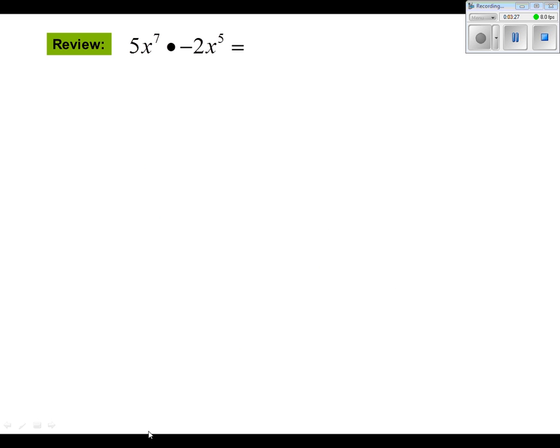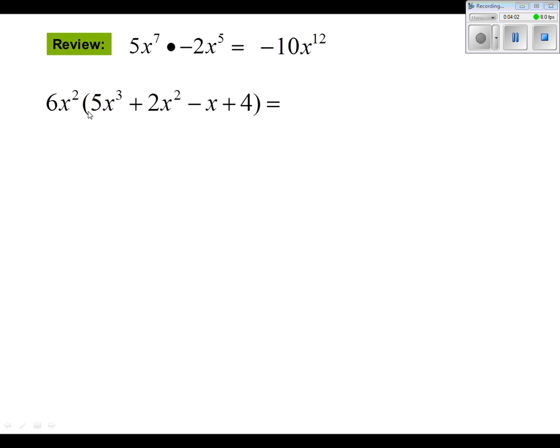As a quick review, if I give you these two monomials being multiplied together, you multiply the 5 and the negative 2, and because the bases are the same, you add your exponents. So I get negative 10 x to the power of 12. The reason why we did that review is because now we're going to be using distribution where we're having powers being distributed into polynomials. So when I've got 6x to the power of 4 times 5x to the power of 3, I multiply my coefficients and I add my exponents.